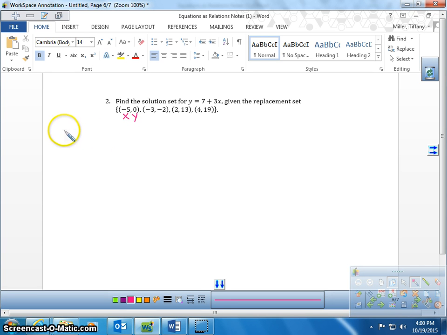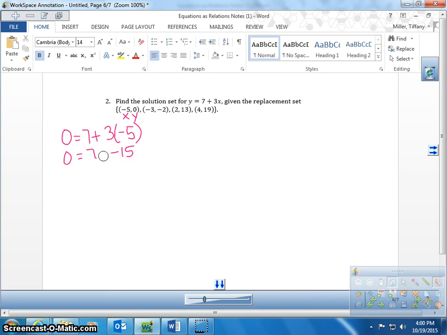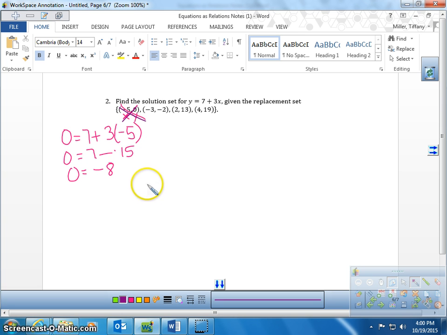So y equals 0, so 0 equals 7 plus 3 times the x, which is -5. Once I solve the right side, it should get me equal to 0. Let's see if it does. So 0 equals 7 plus 3 times -5, so I'm going to multiply first. 7 plus -15, or I could just write that as 7 minus 15. 0 equals 7 minus 15, which is -8. Does 0 equal -8? No, it does not. So therefore, (-5, 0) is not a solution.